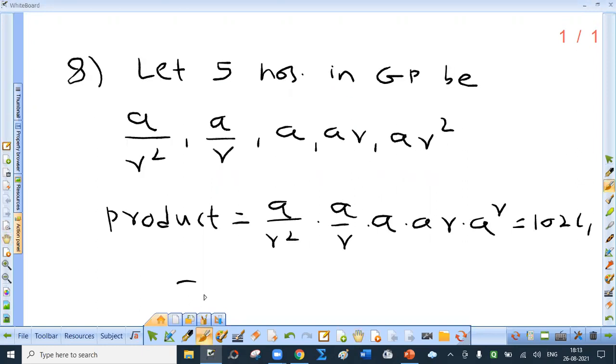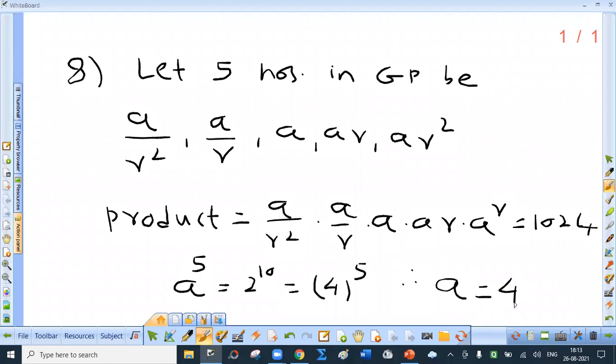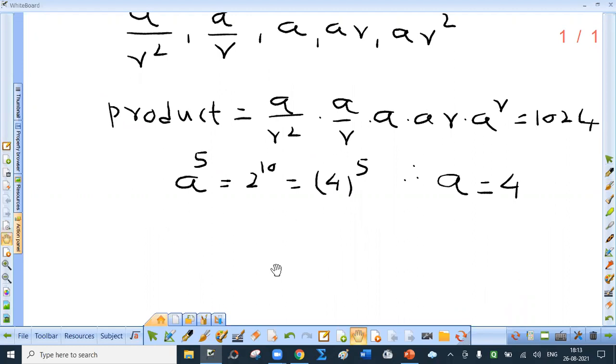Now this is A raised to 5. A raised to 5. What is 1024? You will notice that it is 2 raised to 10, that is 4 raised to 5. Don't say plus minus. A has to be plus 4. So A equal to 4. Right?